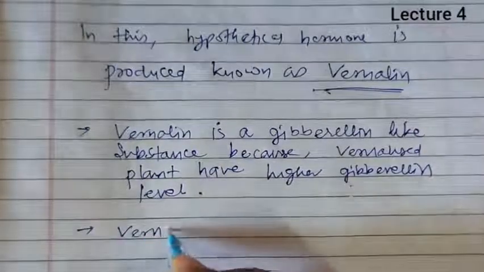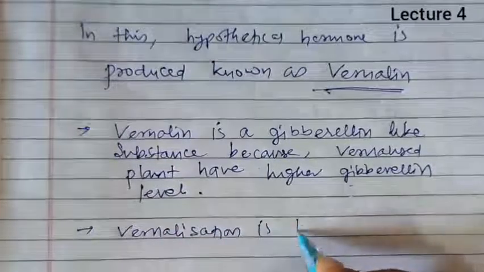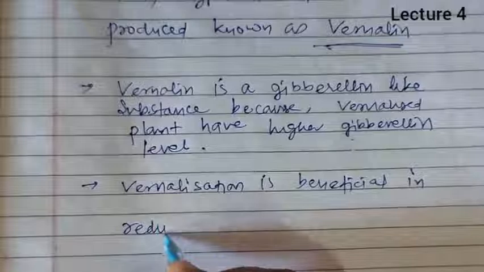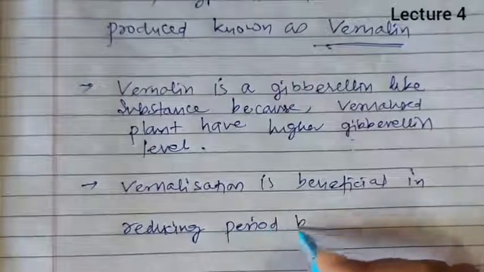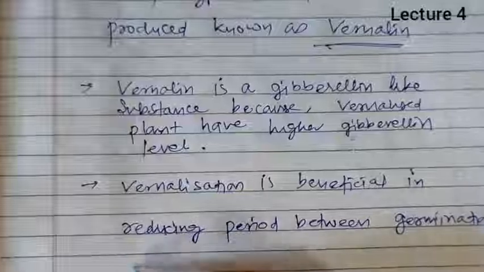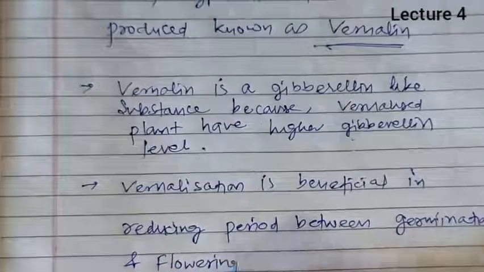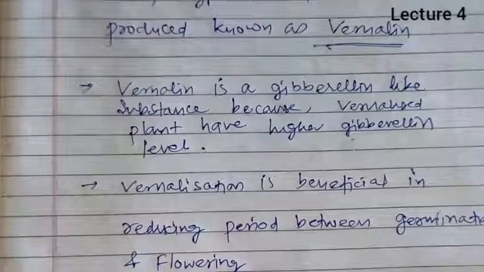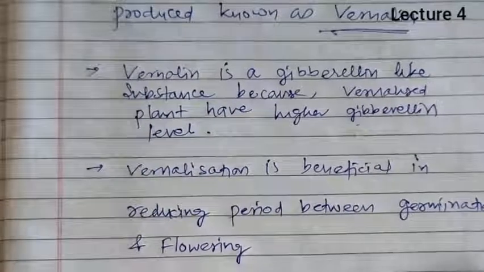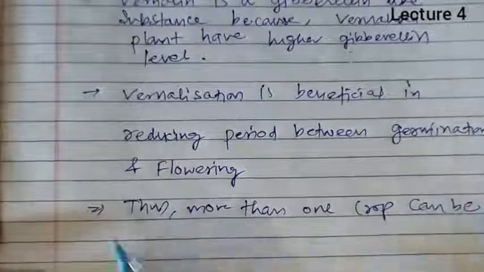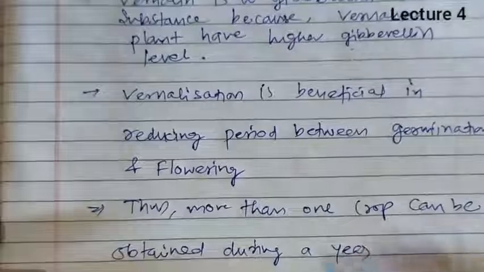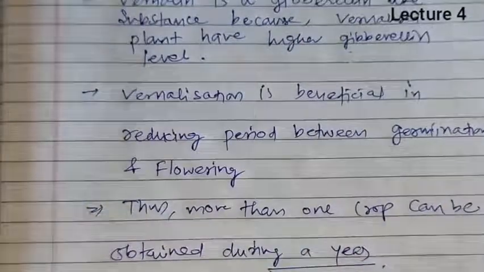Now vernalization is beneficial in reducing the period between germination and flowering, due to which more than one crop can be obtained during a year. So this is the thing about vernalization or the low temperature requirement.